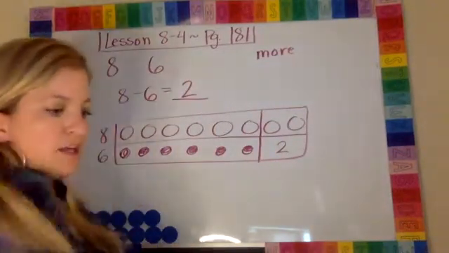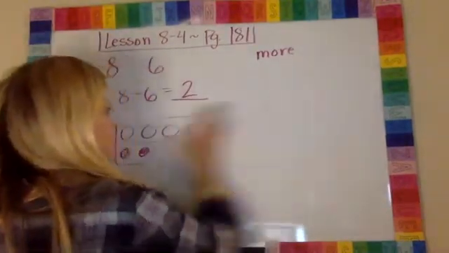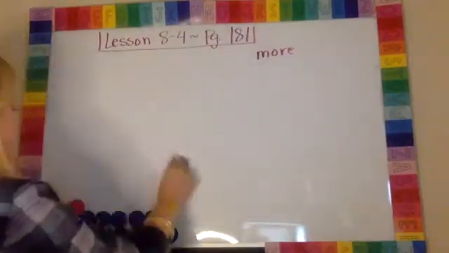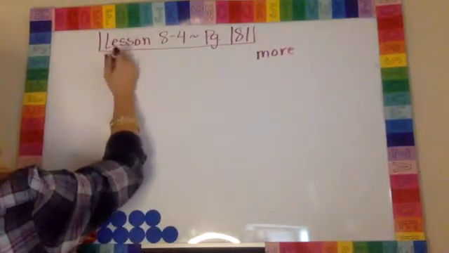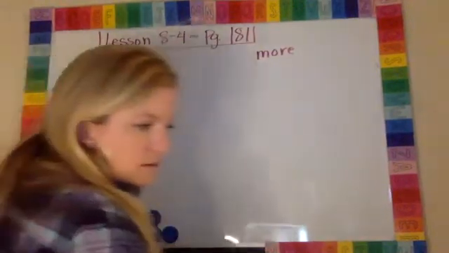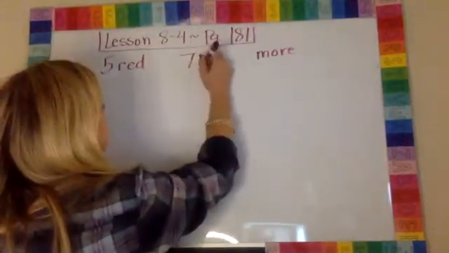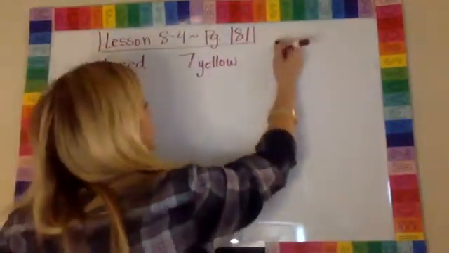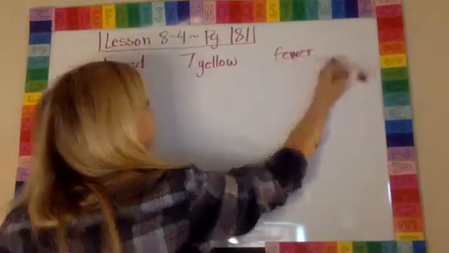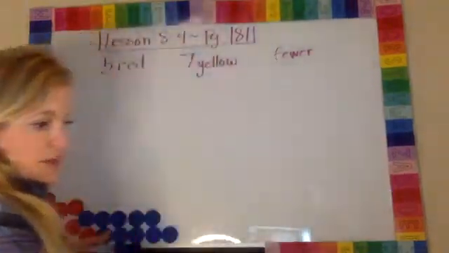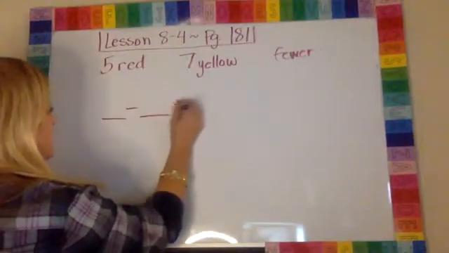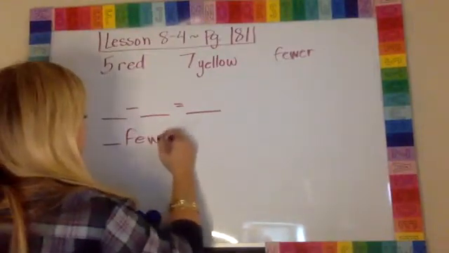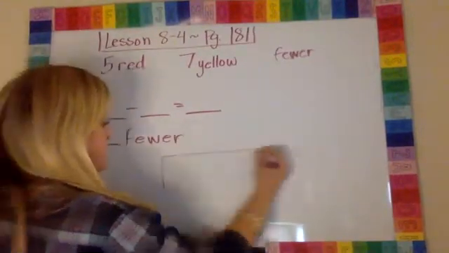Okay. Number 5, Kay has 5 red cars. So she has 5 red. Good. And 7 yellow. How many fewer red cars does she have? So it wants us to answer blank minus blank equals blank. And then it has blank fewer. And then it also gives you this.